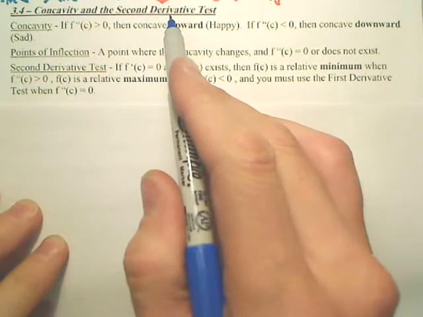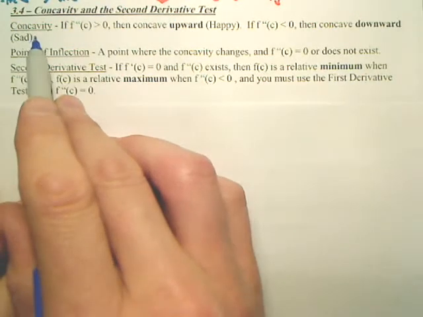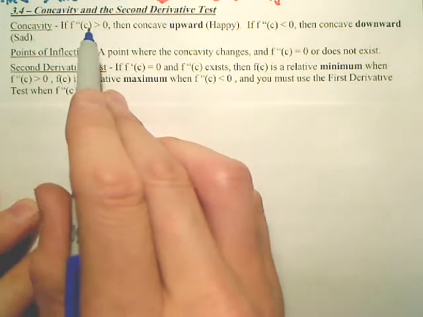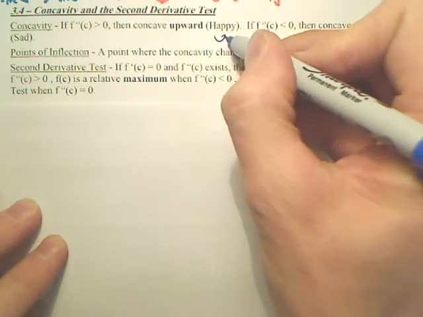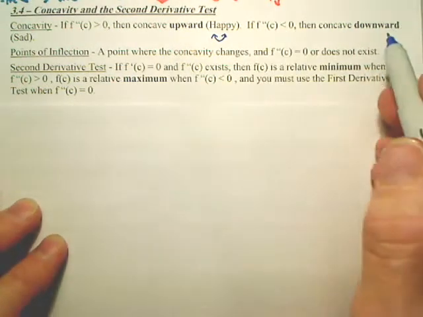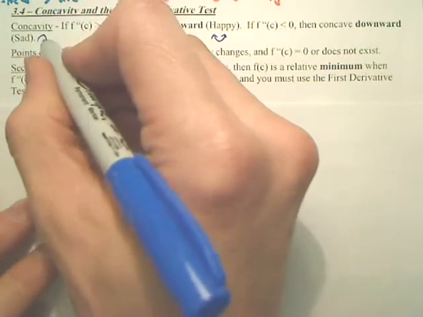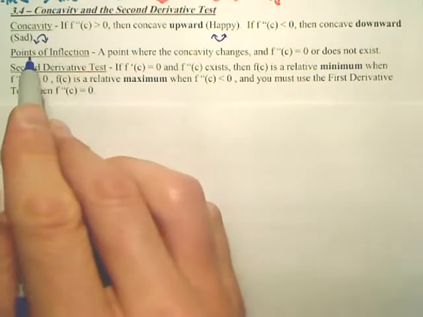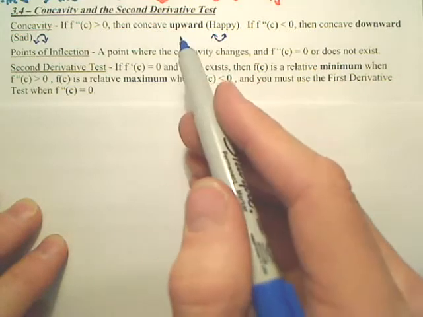3.4, concavity and the second derivative test. Concavity: if your second derivative is greater than 0, it's upward, happy. If your second derivative is less than 0, it's downward. It's sad. It's a good little smile or frown. It shows you what it means.